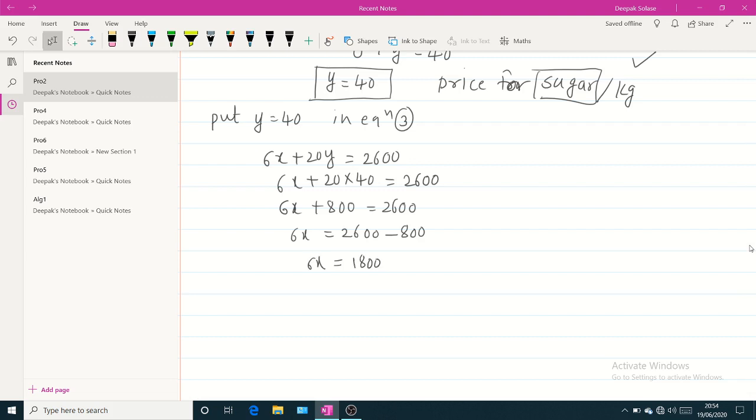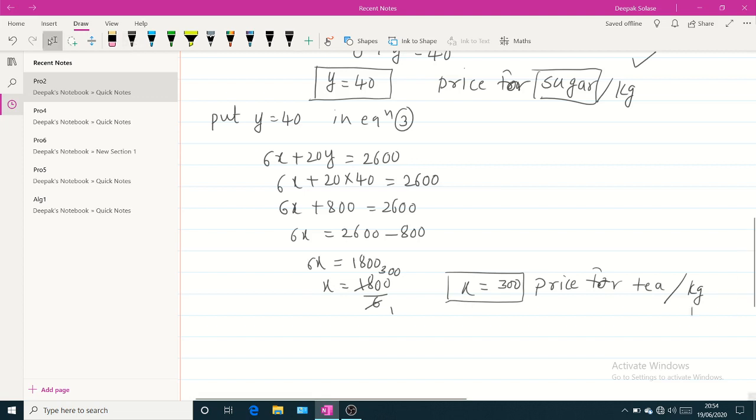So 6x is equal to 1800. Take the 6 to that side, it will get divided. So 1800 divided by 6: 6 ones are 6, 6 threes are 18, and 0 remains as it is. So x is equal to 300. What is x? x is the price for tea per kg. So the problem is solved, right? The problem is over now.